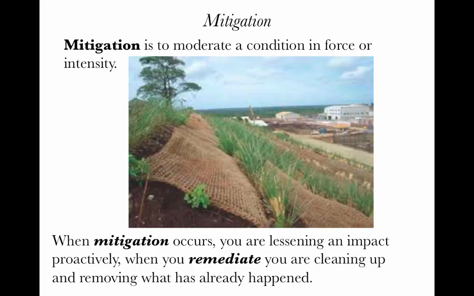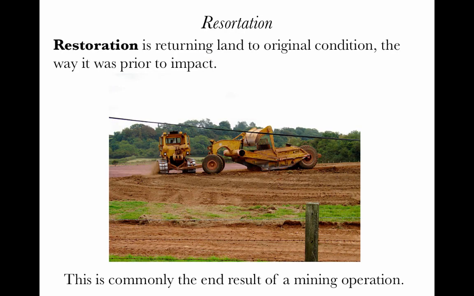Mitigation is to moderate a condition or a force. In this example, they're showing some netting being placed on a slope, and this is not going to remediate. Remediate is where you're removing a pollutant or something like that. This is designed to lessen the erosion, and the word mitigate means to lessen. So mitigation occurs, you're lessening an impact before it happens. When you remediate, the damage has been done and you're trying to go and fix that. And then restoration is where they're trying to return land to the original condition before that impact actually happened.